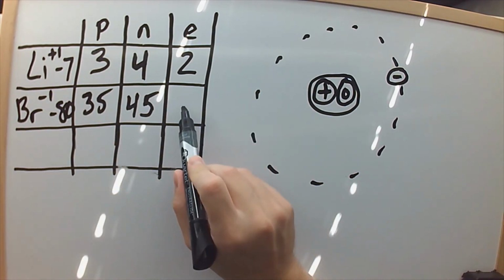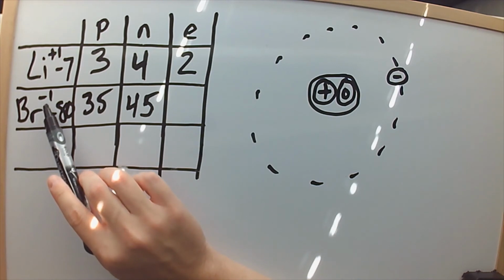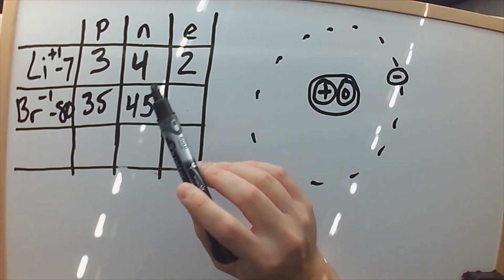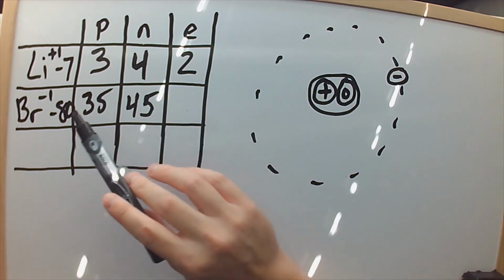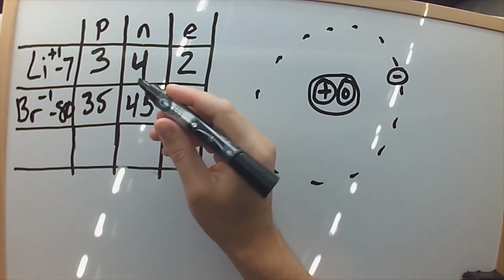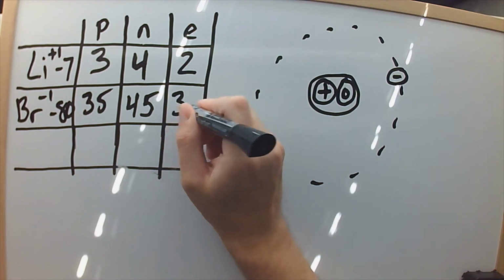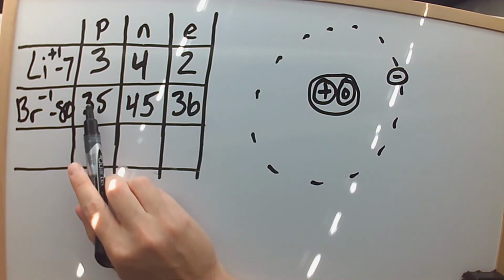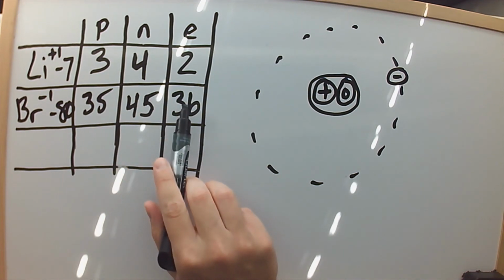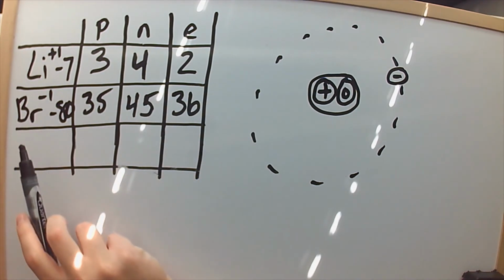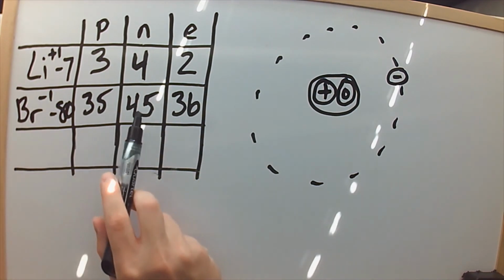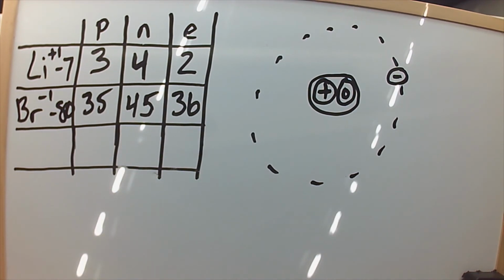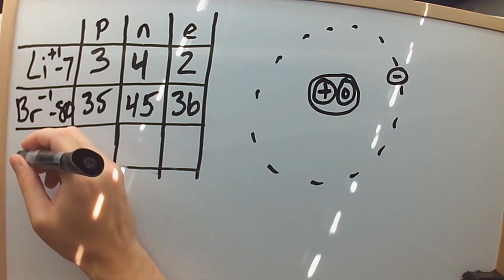Now last, for the electrons, because it has a negative 1 charge, that means it needs one more electron than protons. So if it has 35 protons, it needs 36 electrons. Right? So the 35 positives and the 36 negatives give you a negative 1. The 35 protons and 45 neutrons give you a mass of 80. Alright, let's do one more.